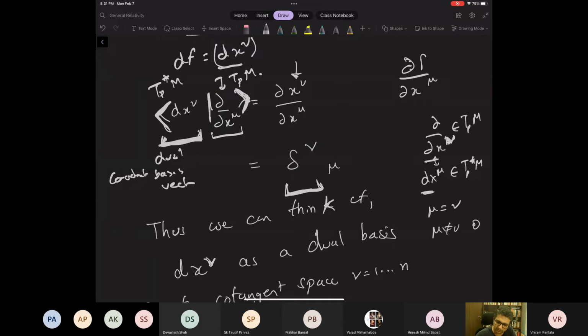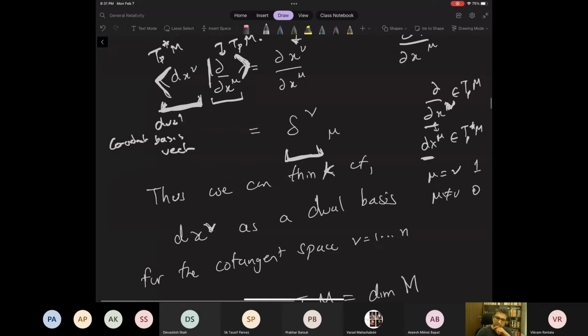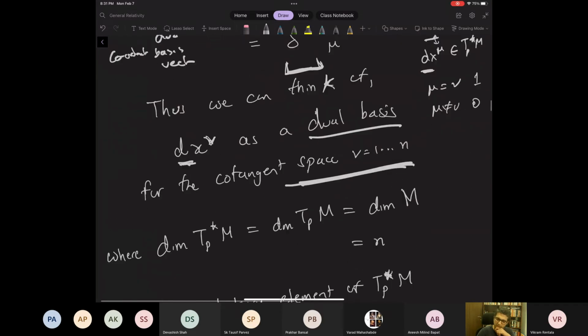Okay, then you get 0. If mu is equal to nu, the dot product is 1. So these dx nu form a dual basis for the cotangent space, for nu from 1 through n.